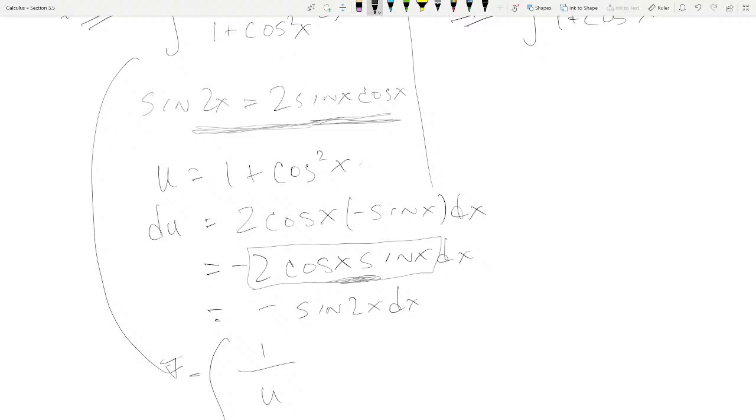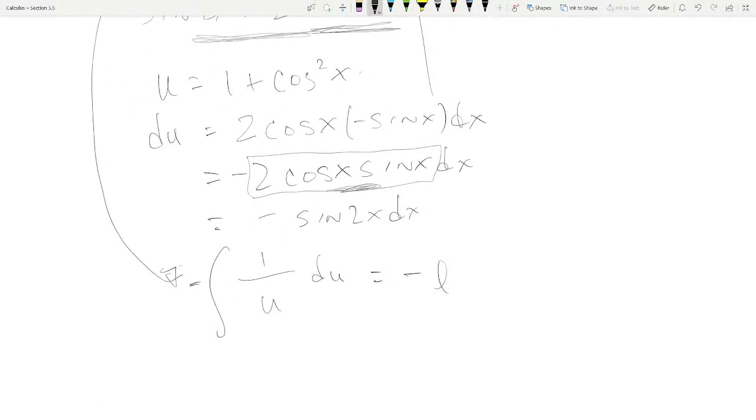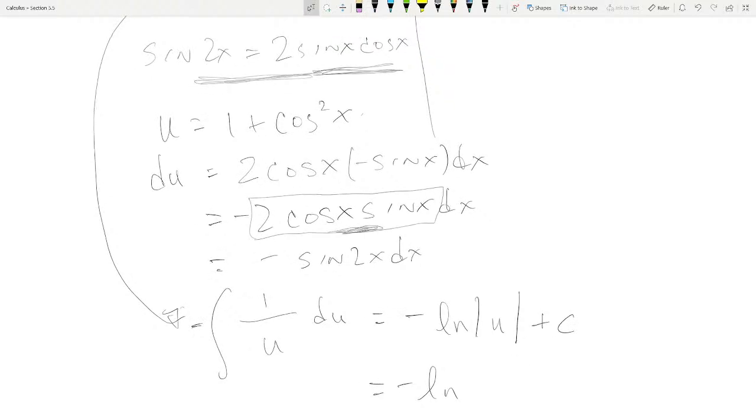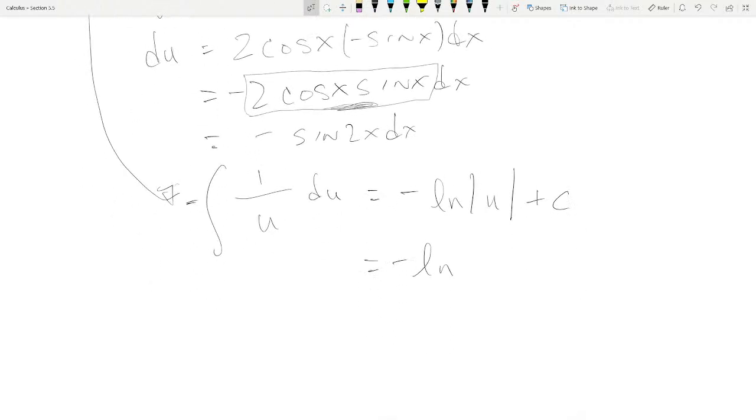Okay, so anyway, the integral converts into 1 over u du. So then that's minus ln absolute value of u plus c, and then I can put back what u was. u was 1 plus cosine squared x. And so here's my final answer.